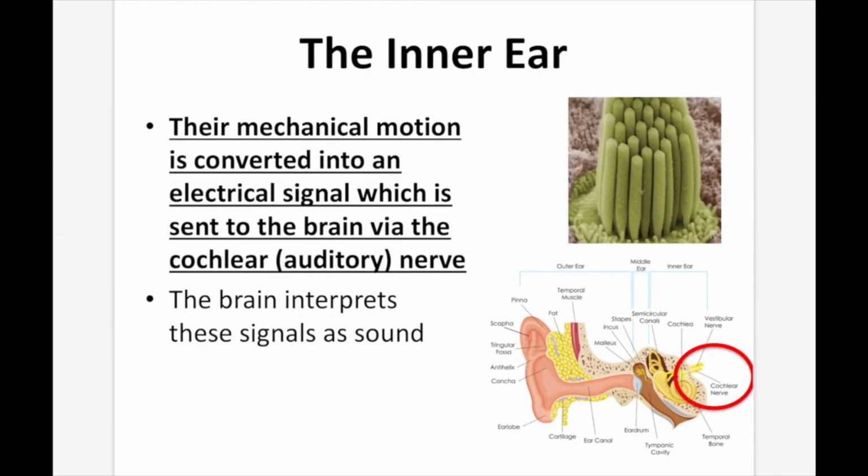The mechanical motion, them swaying back and forth, is converted into an electrical signal, which is sent to the brain via the cochlear or auditory nerve, which we can see here in the bottom right-hand corner. The brain interprets these signals as sound. So the brain's going to take the frequency that those hairs are moving at and convert it to the frequency that originally created the disturbance outside the ear.